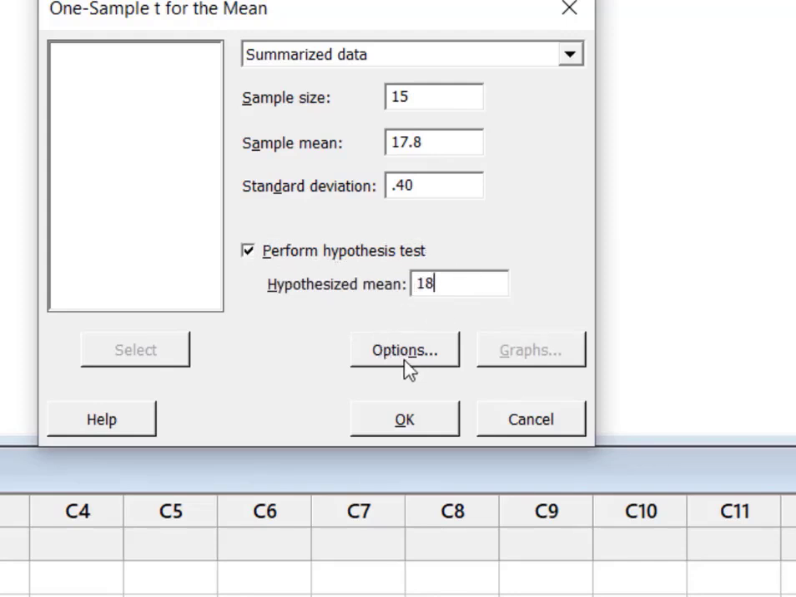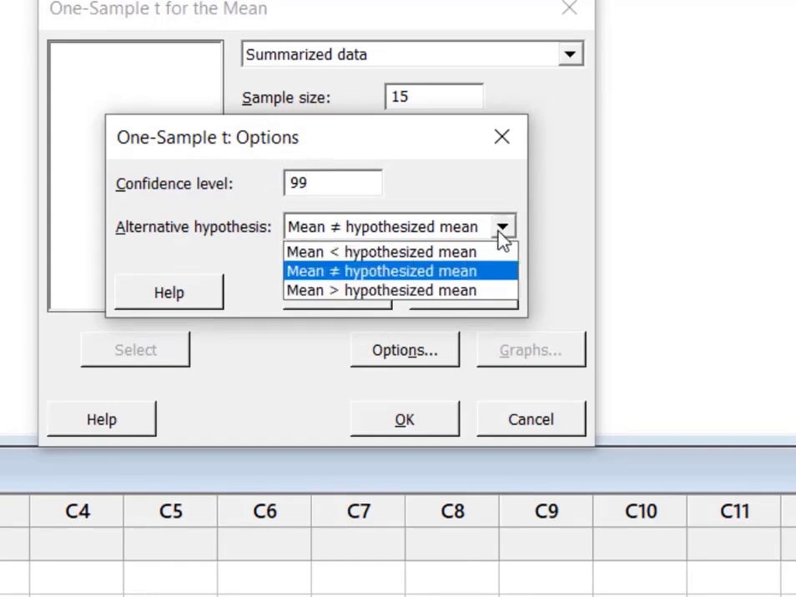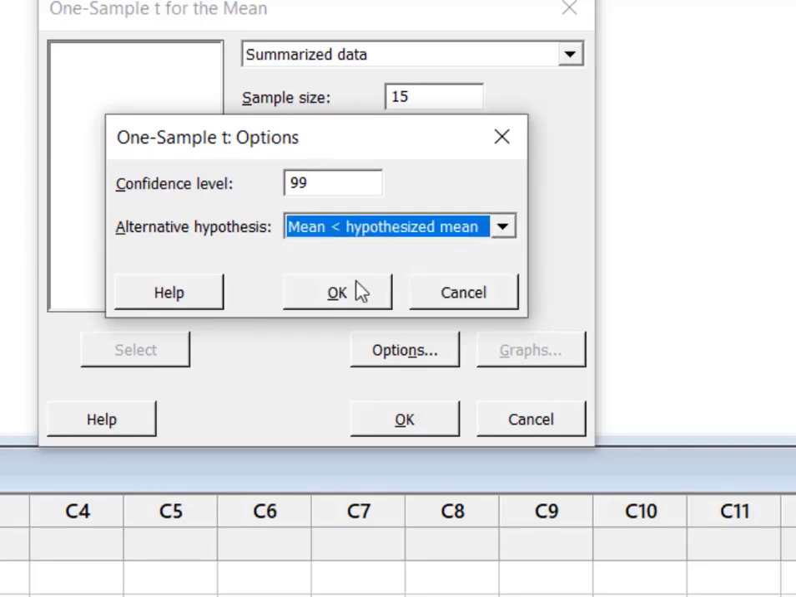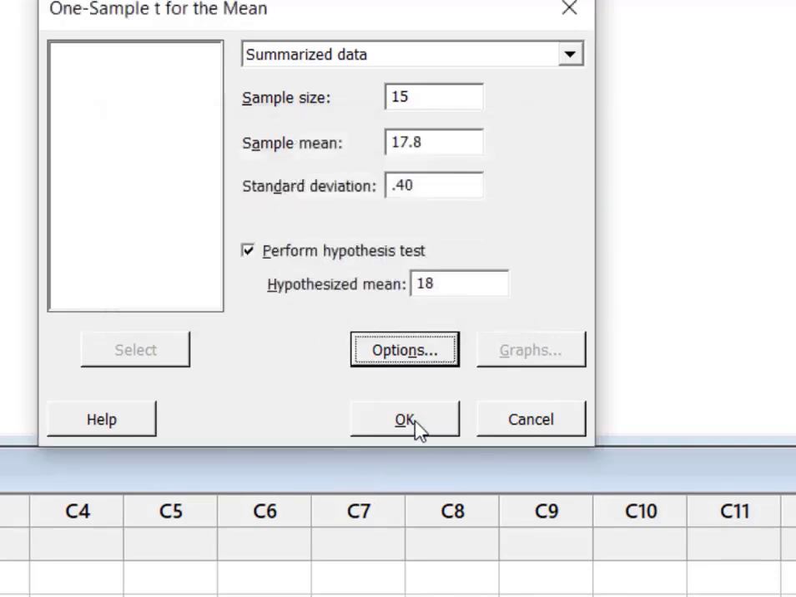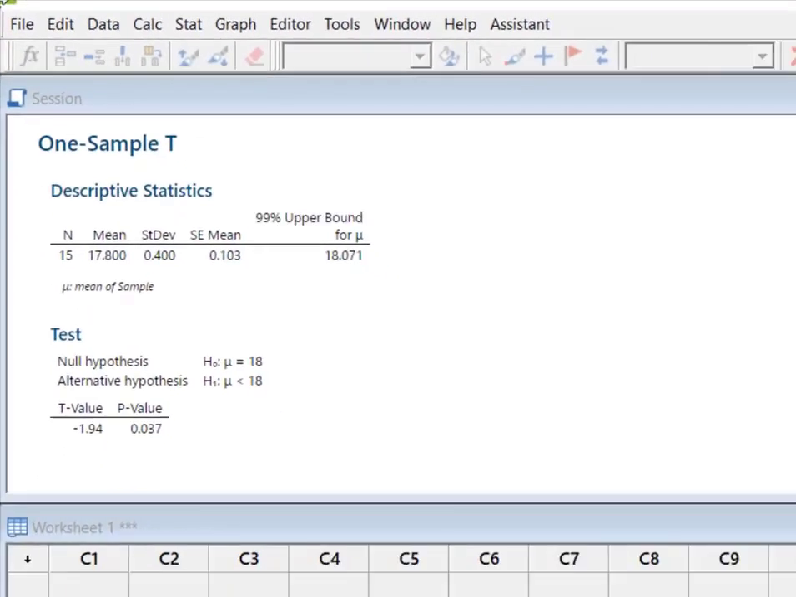And now don't forget, we've got to go to Options. For our confidence level, her alpha was 0.01, which gives me a 99% confidence interval. And we looked at that alternative hypothesis, and it was less than. So we're going to hit OK twice. Minitab is going to give us our output.